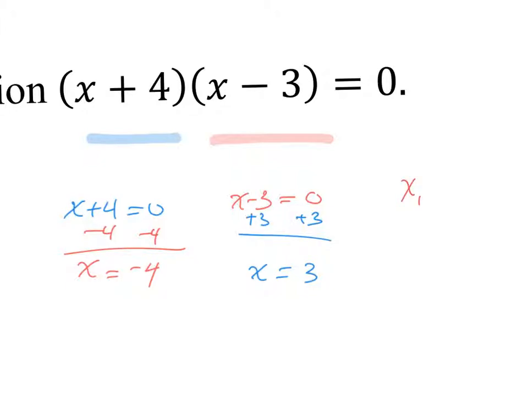You could say your first x is -4 and your second x is 3, or you could just say x equals -4 and 3. Any of those methods of saying what x is equal to is absolutely fine.